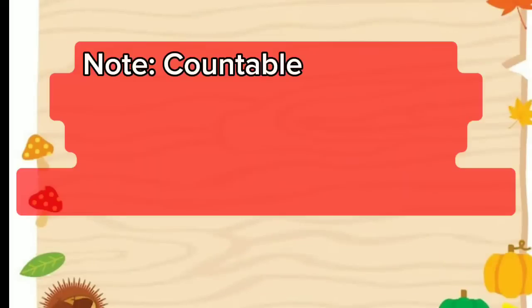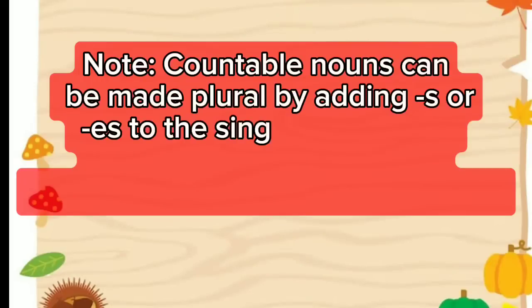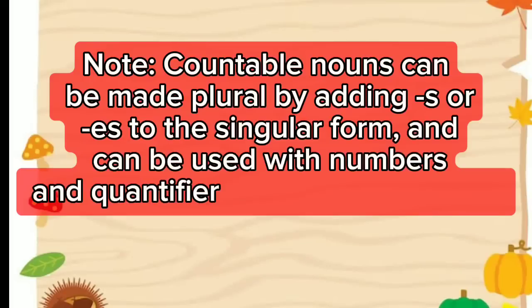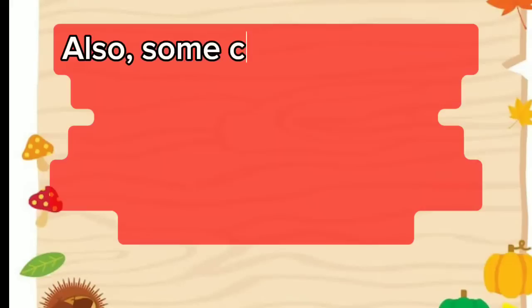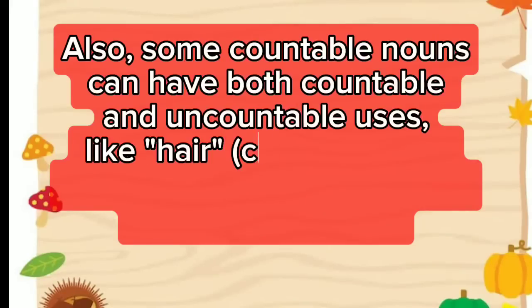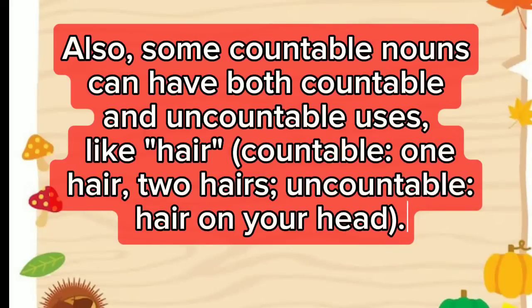Note: countable nouns can be made plural by adding s or es to the singular form, and can be used with numbers and quantifiers to indicate quantity. Also, some countable nouns can have both countable and uncountable uses, like hair. Countable: 1 hair, 2 hairs. Uncountable: hair on your head.